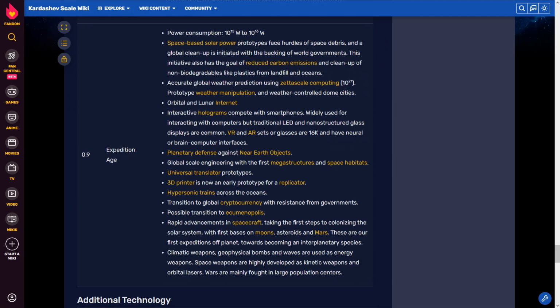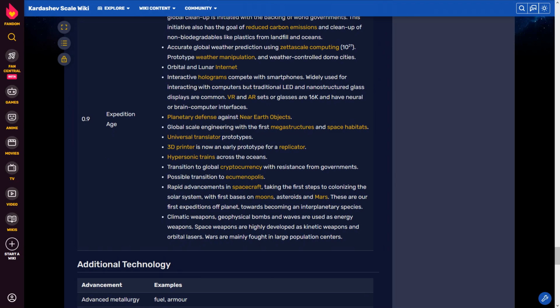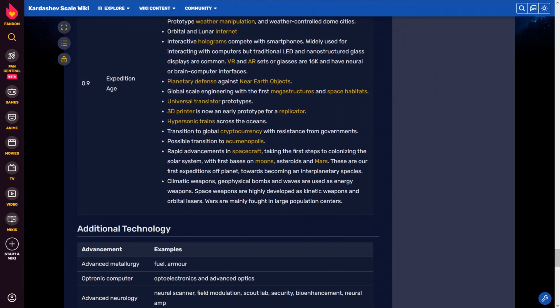Interactive holograms compete with smartphones. Widely used for interacting with computers, but traditional LED and nanostructured glass displays are common. VR and AR sets or glasses are 16K and have neural or brain-computer interfaces. Don't want that. Planetary defense against near-Earth objects. Global scale engineering with the first megastructures and space habitats. Universal translator prototypes. 3D printer is now an early prototype for a replicator.